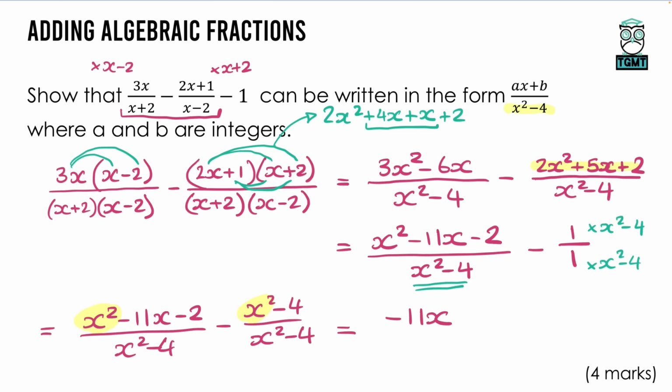We're starting on negative 2. Again, you can use a calculator for this, but that's going to become plus 2. And then on the denominator, we have x squared minus 4. And there we go, we've joined it all up.